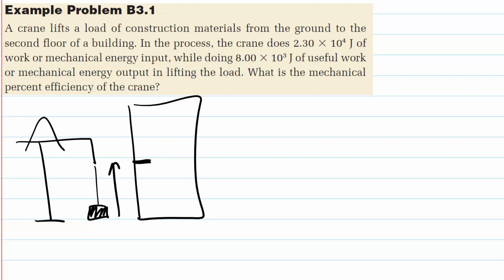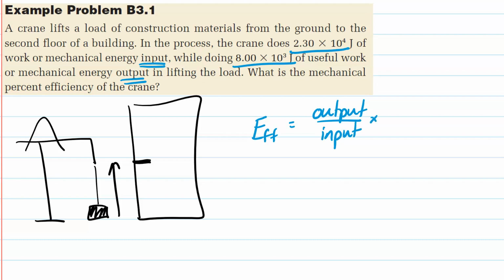We're told that the crane does a certain amount of work to all that construction material in order to lift it up. It's doing this many joules of work as an input, while doing this many joules of useful work output in actually lifting the load. What is the percent efficiency of this crane? Well, we have a formula. Efficiency equals the useful output divided by the total input energy, and then you'll multiply by 100% in order to convert your decimal to a percentage.